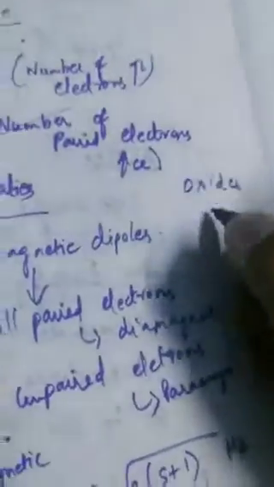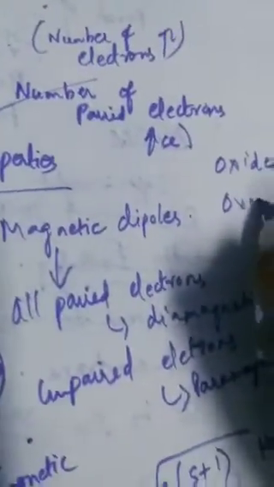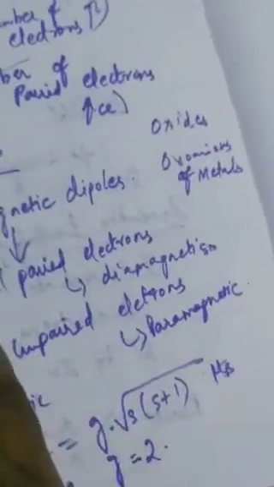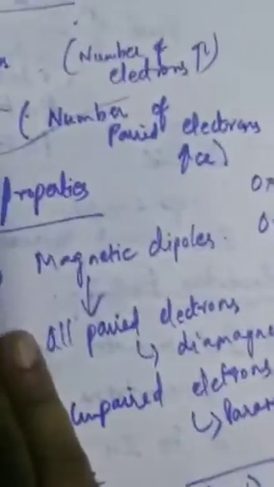There are also other properties such as oxides, oxoanions of metals, etc. Formation of complexes, etc. will happen in transition elements.